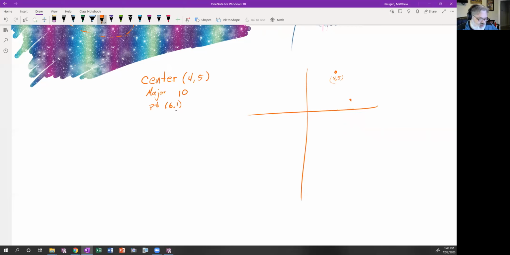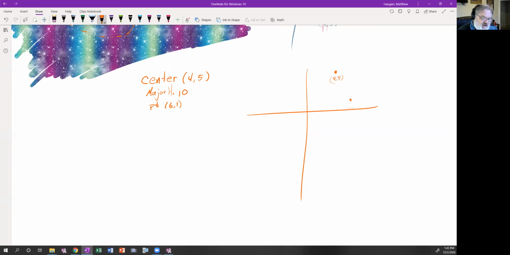We do have to figure out which one is the major axis, unless it tells us here. Major axis length of 10 passes through the point. Okay, it doesn't tell us which one the major axis is. Oh, horizontal major axis, okay. So it does say horizontal. I think we could do it without being told that, but it's a lot harder and ambiguous. So we're told that's horizontal.